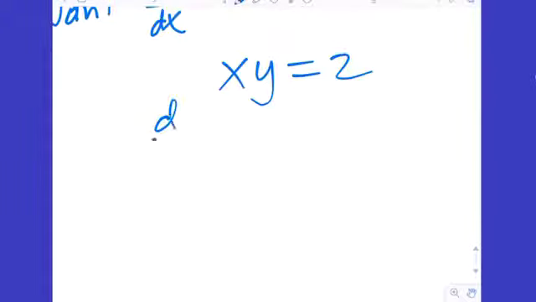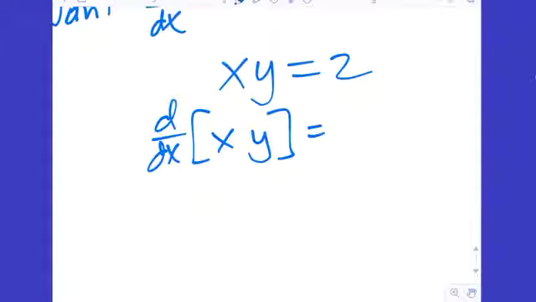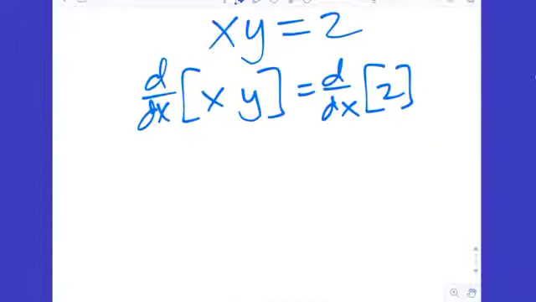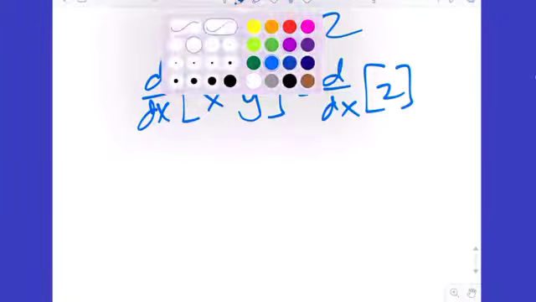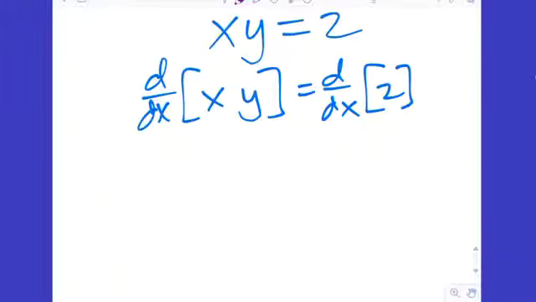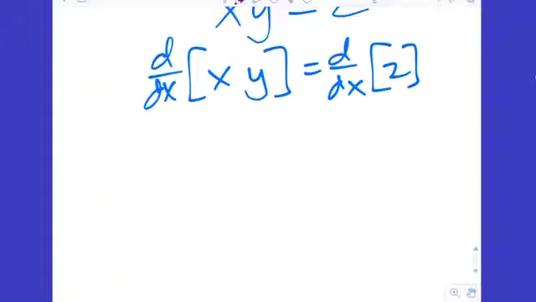Step 1 is the same. Take the derivative of both sides with respect to x. Now on the left side, because I have x times y, I've got to use the what rule? Product rule. So here we go. The derivative of x is what? 1 times the chain rule, dx/dx. Do we need to put dx/dx though?